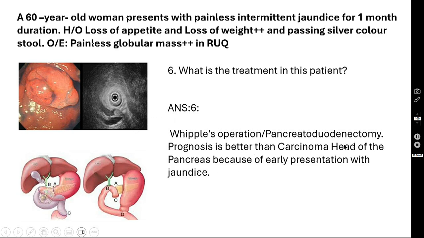So Whipple operation, pancreatico-duodenectomy can be done, but here the prognosis is better than carcinoma head of the pancreas because these peri-ampullary carcinomas will present earlier with jaundice. Because of this growth, early jaundice, the patient will present earlier, so surgery will be done earlier and prognosis is definitely better.